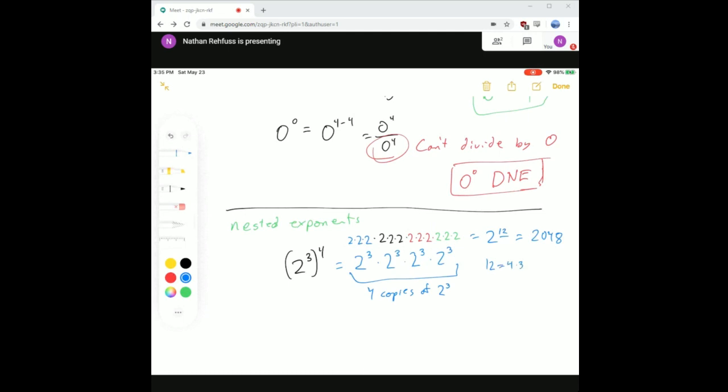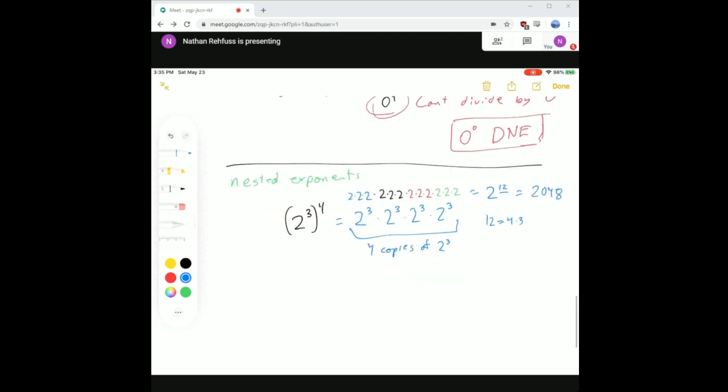And this argument didn't depend on anything special about 2, 3, and 4. If I say I have b to the power of m, and I take that to the power of n, well, I have m copies of b written out n times. So altogether, I should have m times n copies of b. So I call this the nested exponents rule.